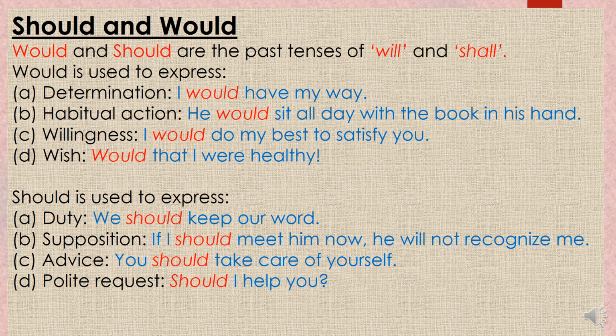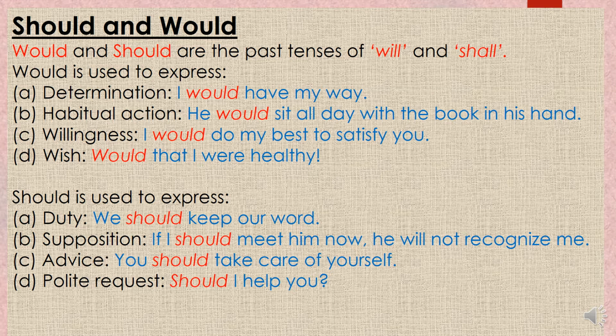Willingness: you show your willingness about something, that you want to do something or have something. Your willingness is shown through would: I would do my best to satisfy you. Now wish: you're making a wish, Would that I were healthy. Here it is in past tense: if I would have been healthy, things would have been different. Would that I were healthy.